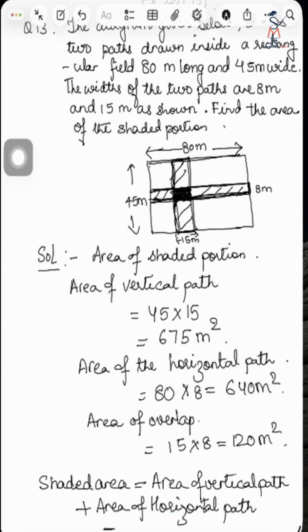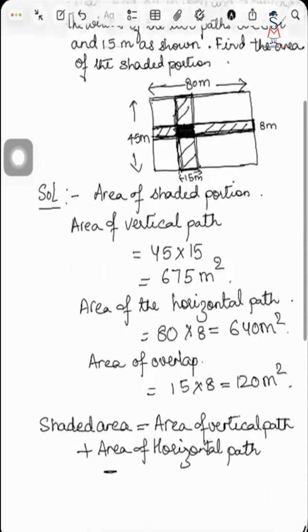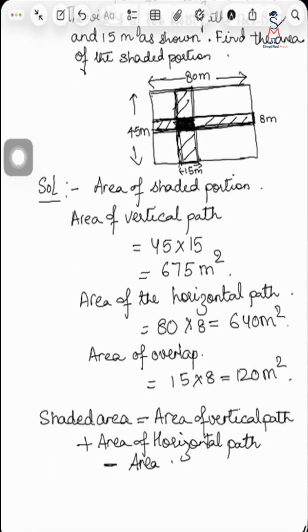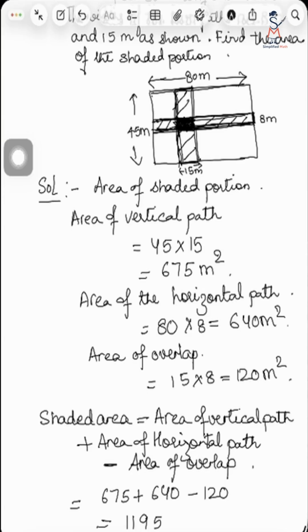From this we will remove the area of overlap, because this overlap is overlapping twice and we need only once. It is in the vertical path also and it is in the horizontal path also. So it is involved twice. So one time we will remove it, we will get the exact area. So this is 675 plus 640 minus 120, which will come out as 1195 meters square is the area of the shaded part.